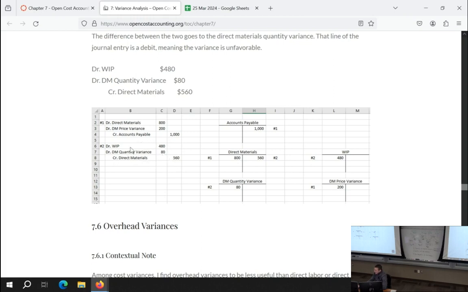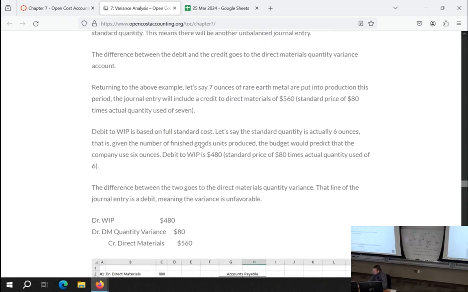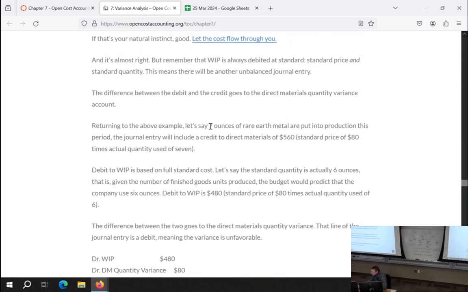All right, and then when we use, what's the example here? We use 6. 7 ounces of rare earth metal were put into production. And we would have expected, though, given how many units we produced, only to have used 6 ounces to produce those units. So we used an extra ounce of rare earth metal.